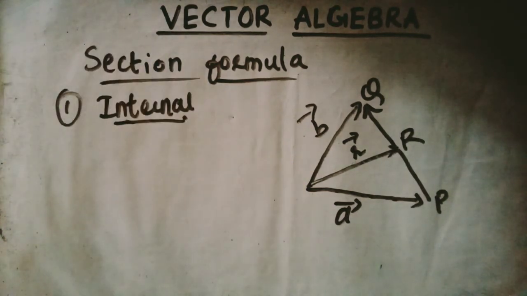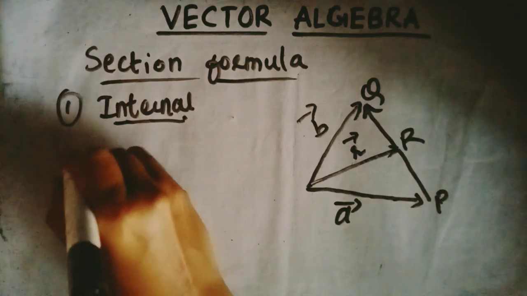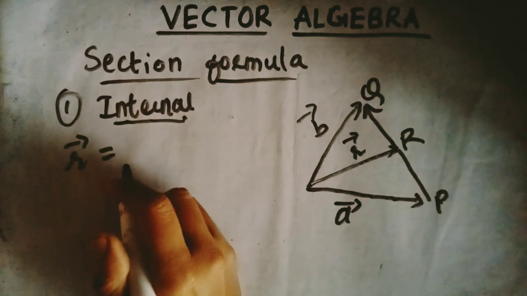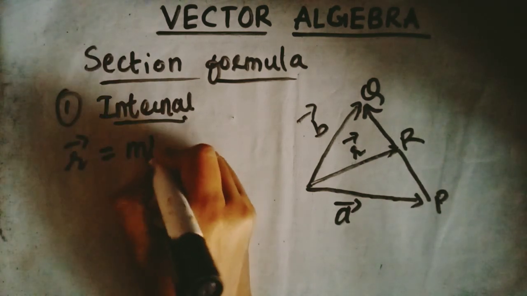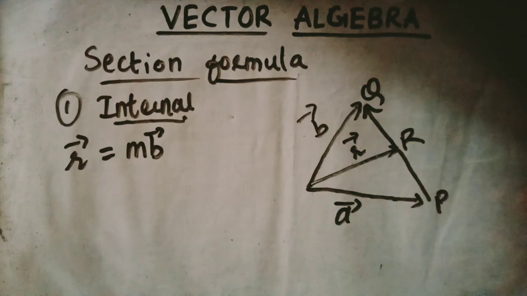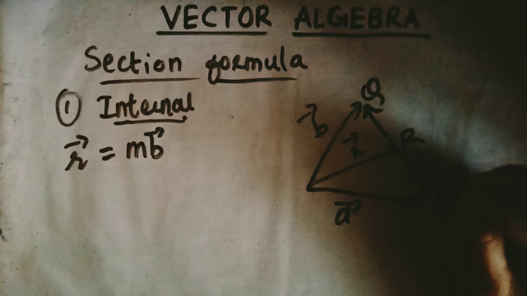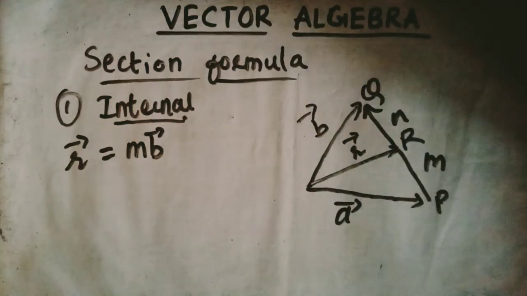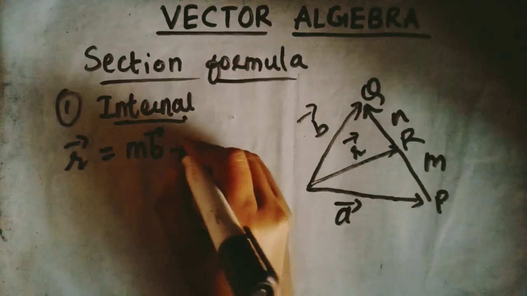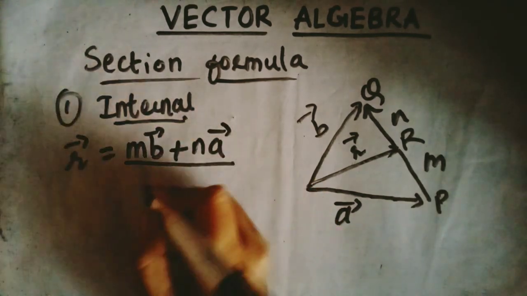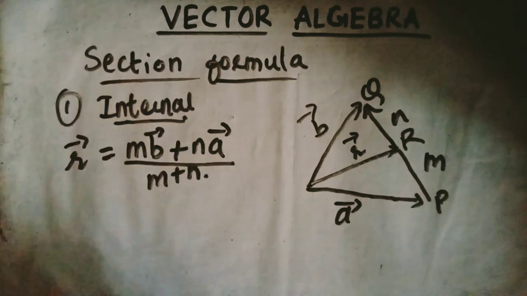At that time the R vector is given by, where M and N are the ratios you have to take, M is to N. So PQ is divided in the ratio M is to N. So this becomes (N into A plus M into B) upon M plus N.